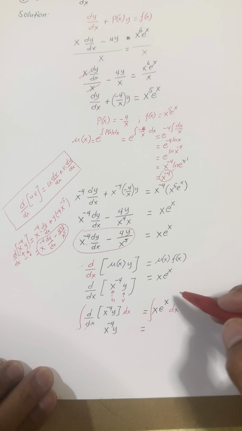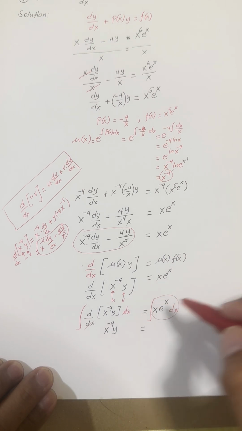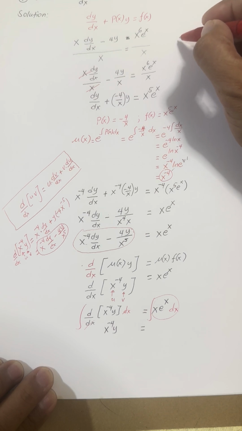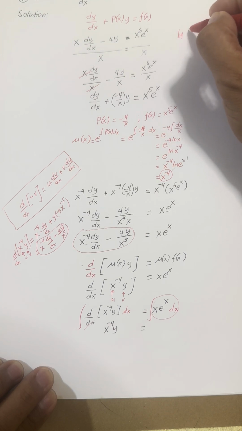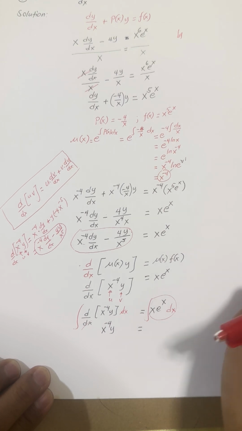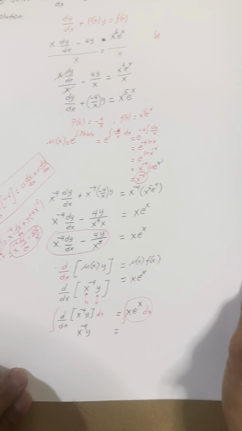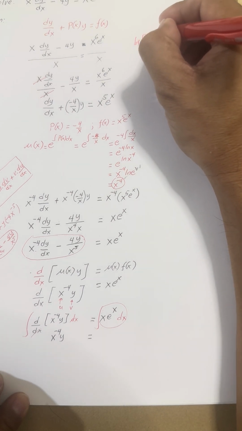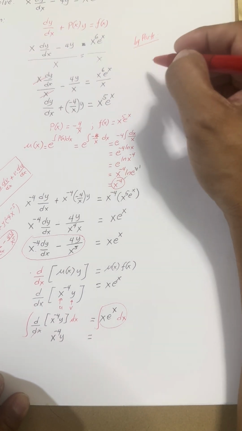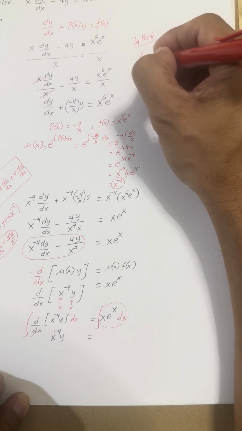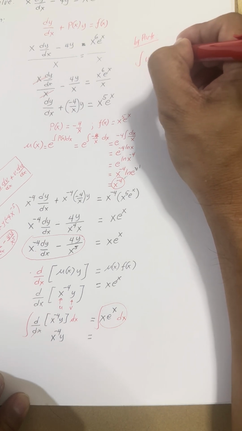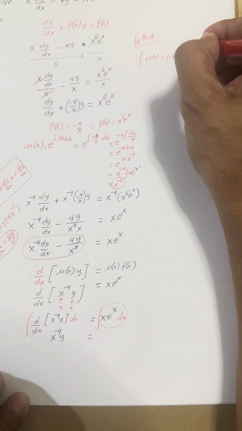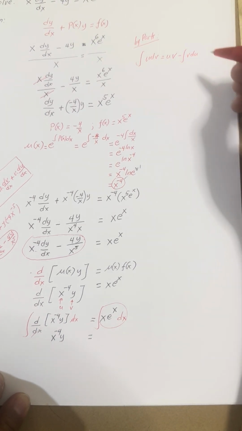So what is this by parts? Okay, I will write it here. What is the formula of by parts? So the by parts formula. Integration by parts: we have the integral of u dv equal to u times v minus the integral of v du.